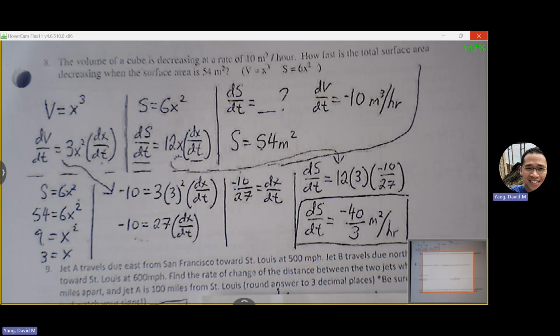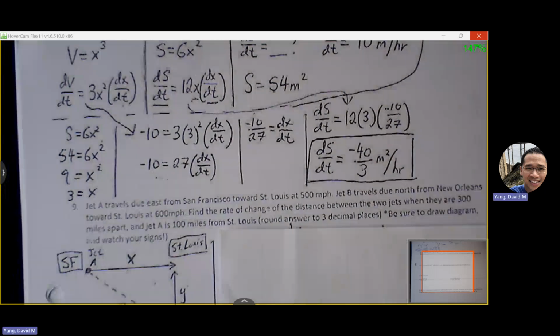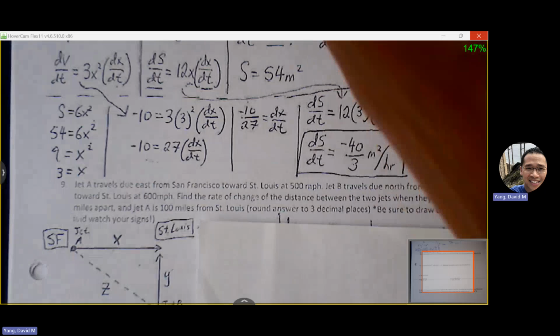Okay, let's see if we can get in one more problem here. So number 9. Number 9 is another Pythagorean theorem problem. I have the diagram drawn for you, so you guys can copy this now.